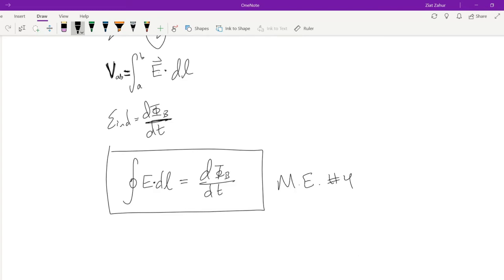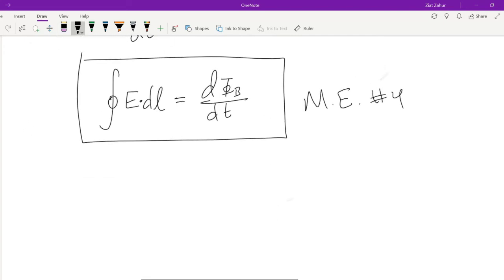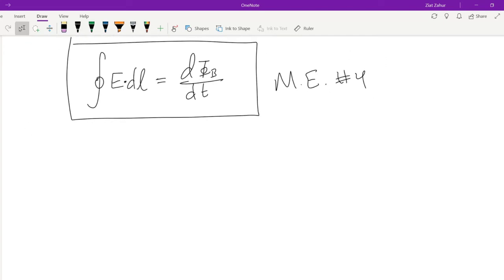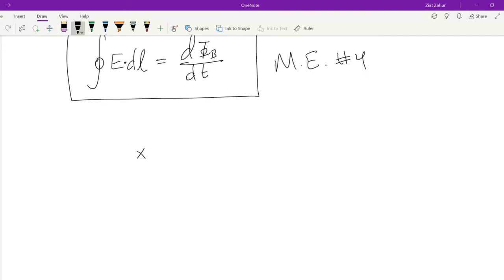Maxwell's equation number 4. Okay. Now, what does this mean, really? Let's see if we can find some meaning. Imagine having a magnetic field. So we have B going into the page, right?